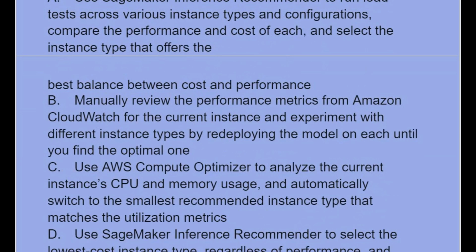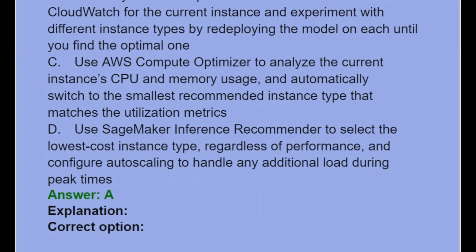Option C. Use AWS Compute Optimizer to analyze the current instance's CPU and memory uses, and automatically switch to the smallest recommended instance type that matches the utilization metrics. Option D. Use SageMaker Inference Recommender to select the lowest cost instance type, regardless of performance, and configure auto-scaling to handle any additional load during peak times. Correct answer is option A.